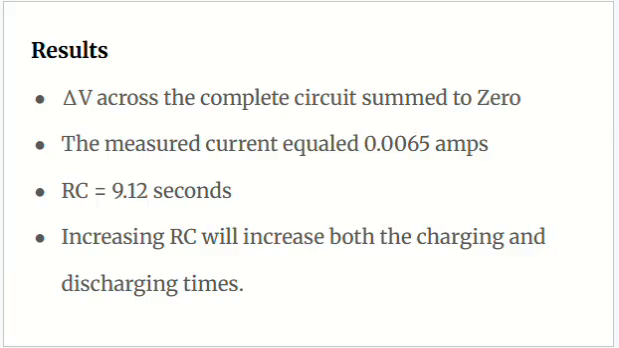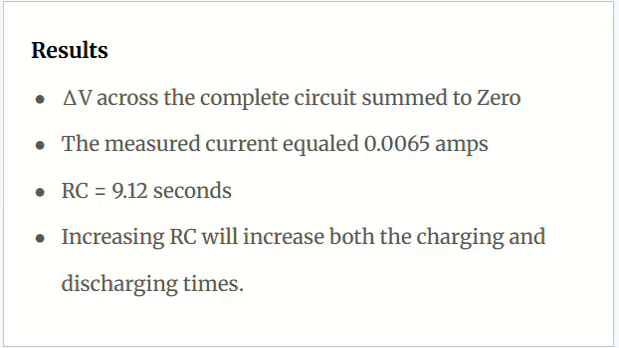Measured current equaled 0.0065 amps. The RC equaled 9.12 seconds. And if we increase the RC, it increased both the charging and discharging time, since if you hold delta V and delta V naught constant, that means increasing RC means you have to increase the time variable on the other side of the equation.